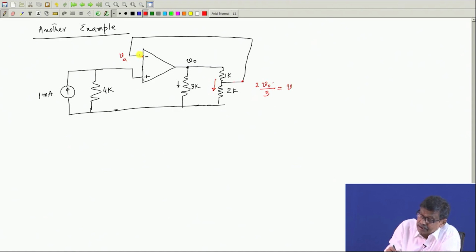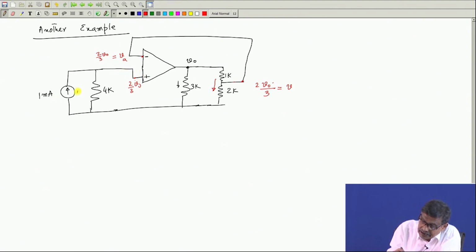Now, what I am saying is, if this is V A, then V B has to be the same as V A. So, V A I have got is equal to 2/3 into V naught. So, this potential is also 2/3 into V naught. Got the point? This is the voltage which will exist here. What will be the current in this branch? An op amp does not draw any current. So, this current is 0.